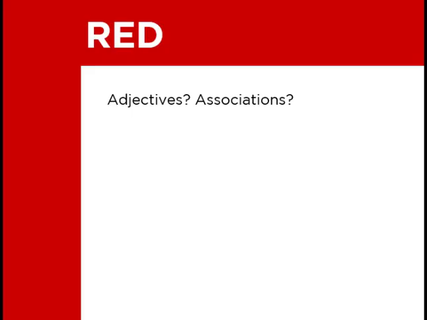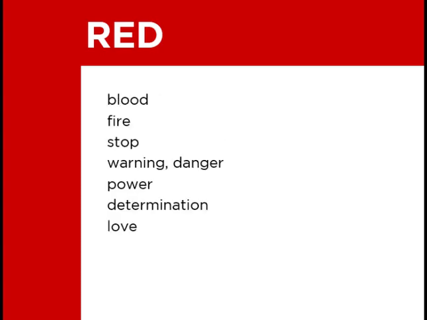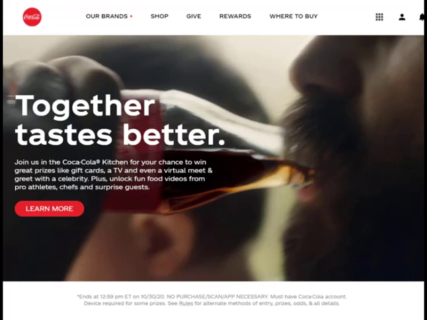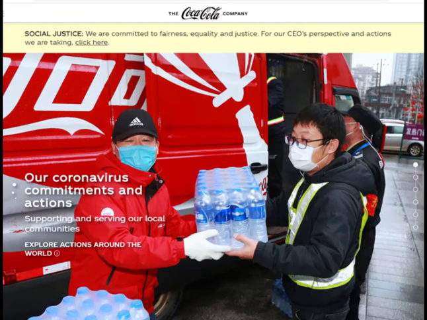What words or adjectives do you associate with red? Some are biological, blood is red, fire is represented as red. Some are cultural, stop signs are red, warning and danger signs are red. To take a look at a few instances of red in action, this is a still from the main page of Coca-Cola's customer-facing website. The animated banner image includes pops of red, sometimes the label of a bottle, sometimes the person's shirt. This is a still from the Coca-Cola company's corporate website.